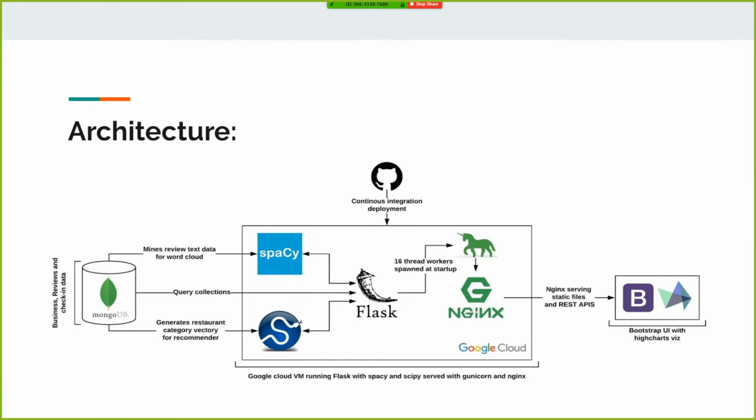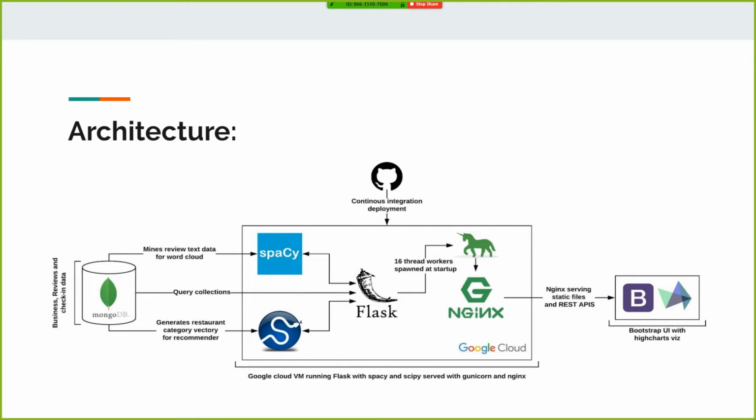So the Flask application also has two pipelines for intelligent services. The first pipeline is the spaCy pipeline, which does natural language processing on the review data to extract relevant keywords with their associated sentiment. This is the basis for the word cloud that you see in the UI. The second is a SciPy pipeline, which converts each restaurant in the database to a vector in a category dimension space. These vectors are basically used for the recommendation system.